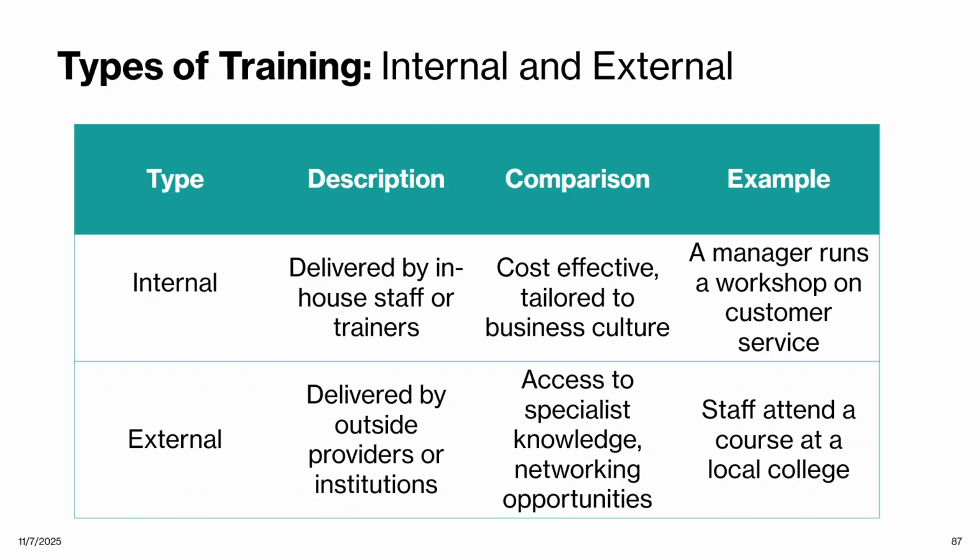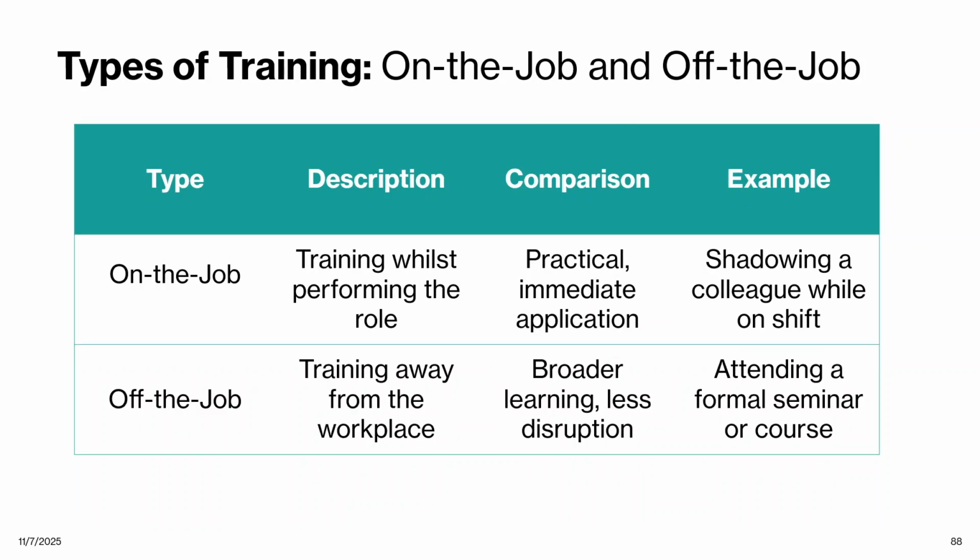Now let's look at external. So this is developed and delivered by outside providers or institutions. This provides access to specialist knowledge, networking opportunities as well. For example, staff are attending a course at a local college. Then we have on-the-job and off-the-job training. So on-the-job training is training whilst performing the role itself. This is practical and has immediate application directly to the role you're training for.